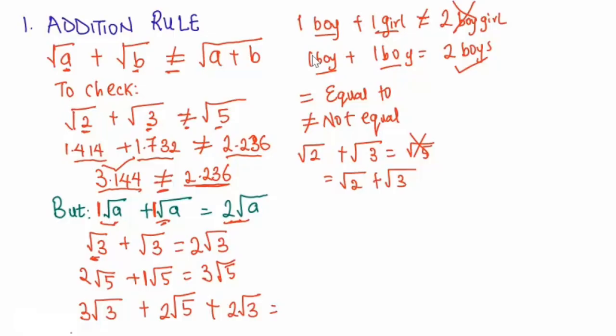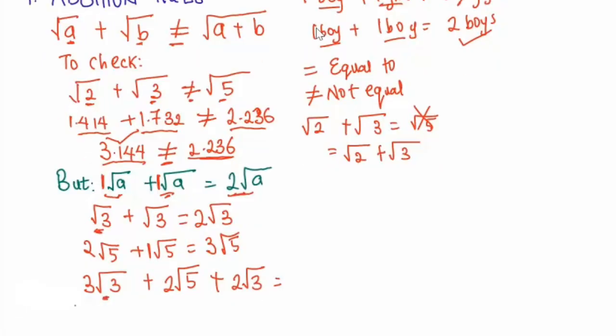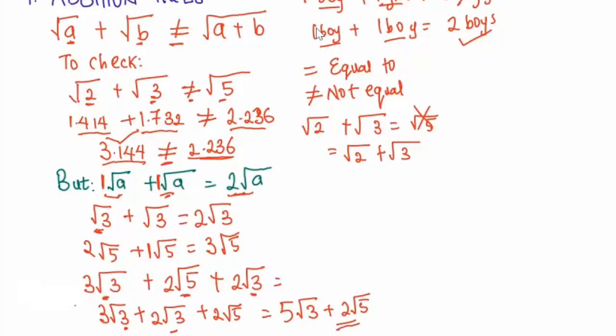Now, taking a look at the last question, we have root 3. Root 3 is different from root 5. But this root 3 is also similar to root 3. So I can just rearrange it. I'm going to have 3 root 3 plus 2 root 3 plus 2 root 5. Now I can add these two together, root 3 and root 3, because they are similar. So 3 plus 2 gives us 5. So that will be 5 root 3 plus 2 root 5. At this point, you cannot progress beyond this. So this is going to be your final answer, 5 root 3 plus 2 root 5.